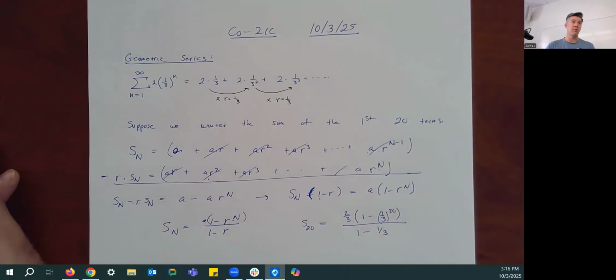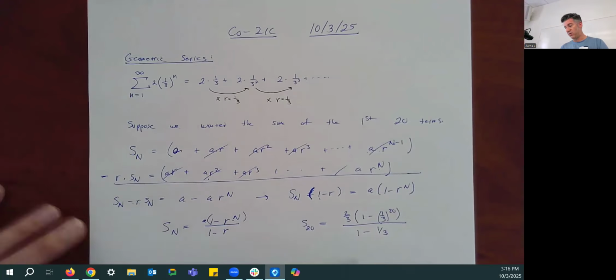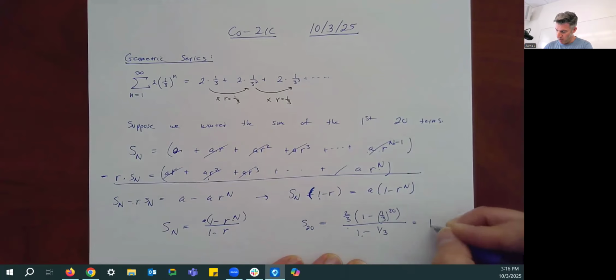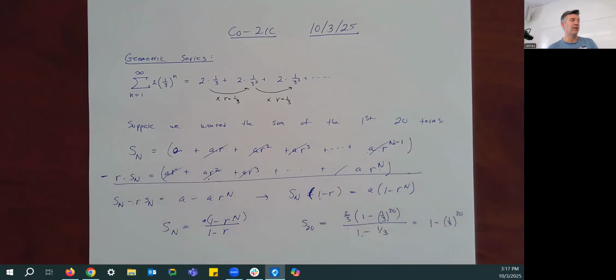I don't love this formula personally. It feels a little unwieldy, but it is what we need. And then, yeah, you could cancel stuff out. The 2/3 on top does cancel the 2/3 on the bottom. So you actually do end up with just 1 minus 1/3 to the 20th power. I don't know what 1/3 to the 20th power is. It's a very small number, actually. It's a number with a very large denominator.